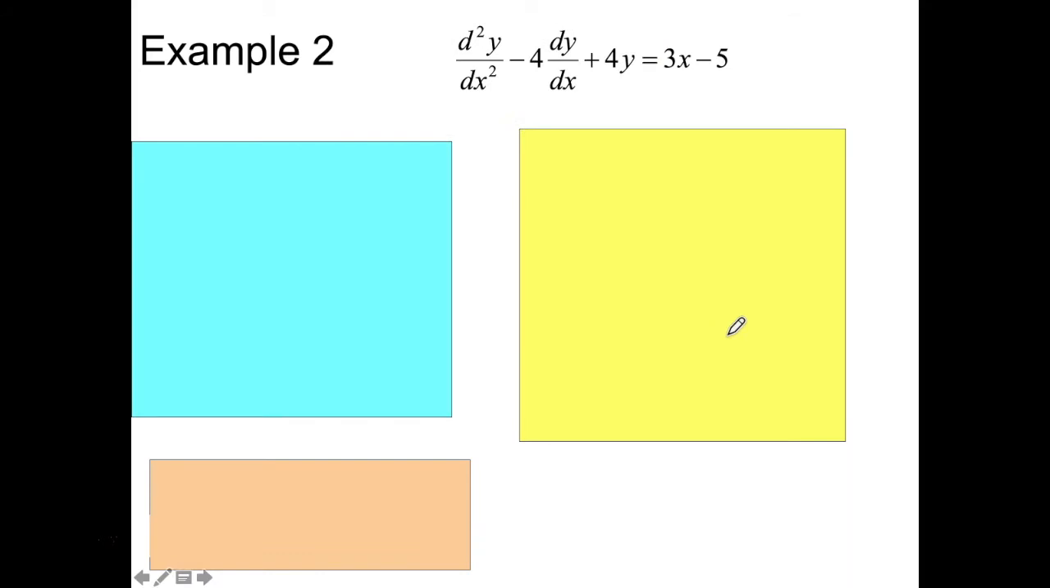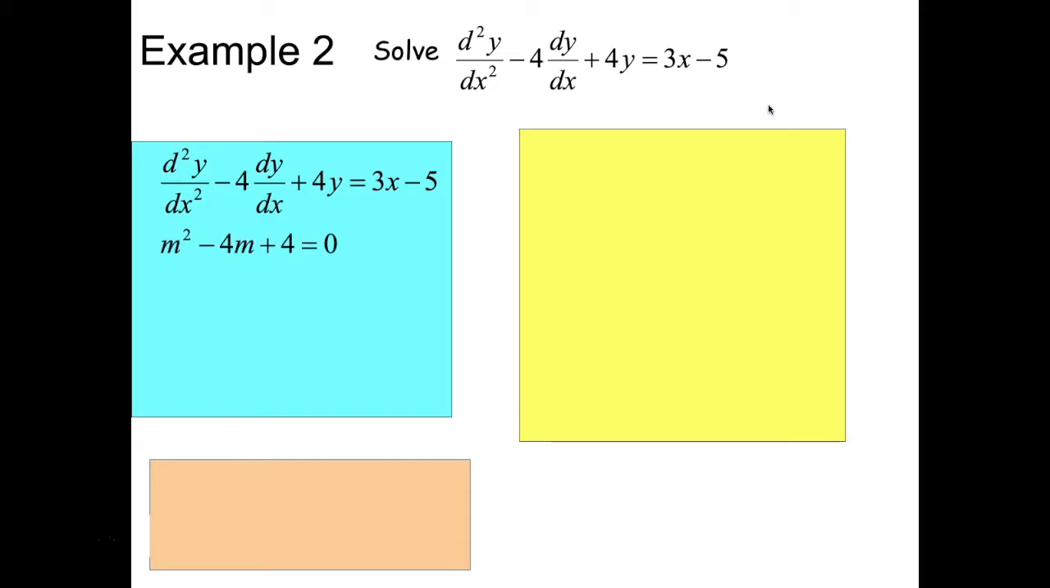Second example, we're asked to solve this equation. First, we take out the homogeneous case, so we just let that be 0. And then we form our auxiliary equation, solve the auxiliary equation, and we get a repeated value for m. So our complementary function is y equals ax plus b times e raised to the power 2x.